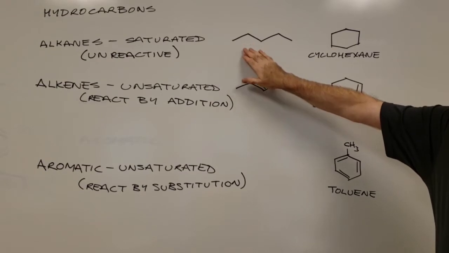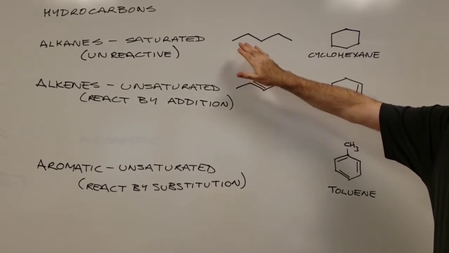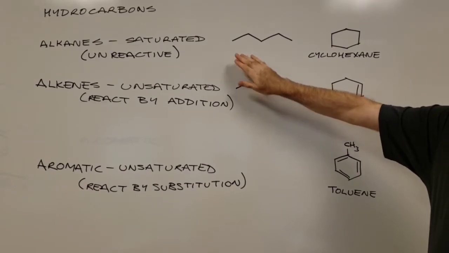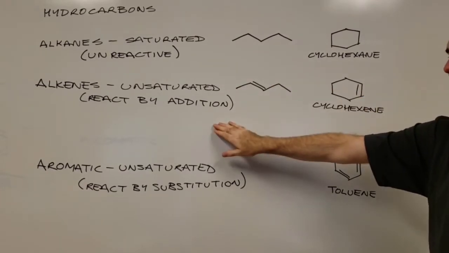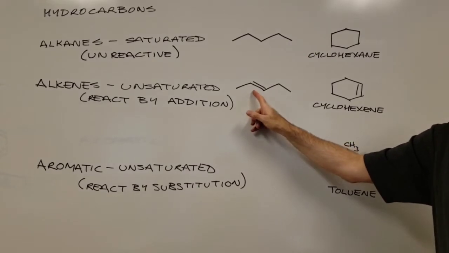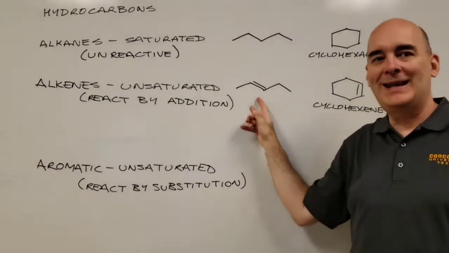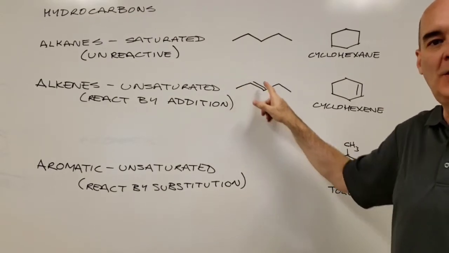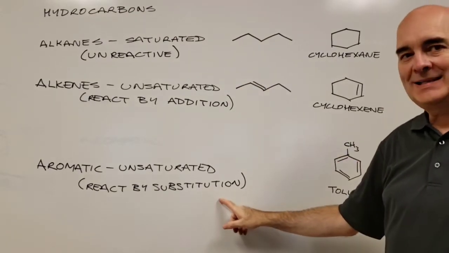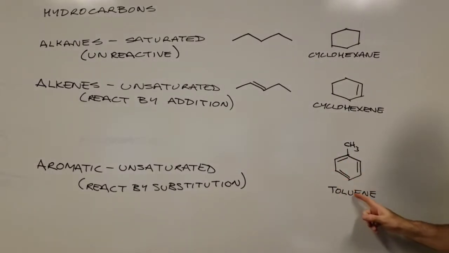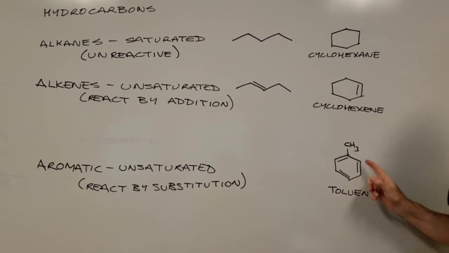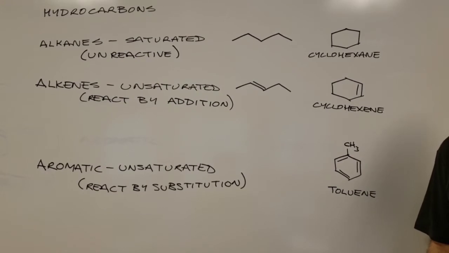So we expect that alkanes will not react with acids, nor will they react with bases. Alkanes are, by and large, unreactive. Alkenes, however, have a concentration of electrons right here. They're going to react by addition. They're going to add groups across this double bond. Aromatics don't want to add across the double bond and lose the special stabilization that is aromaticity in this ring. So they're going to react by substitution instead.